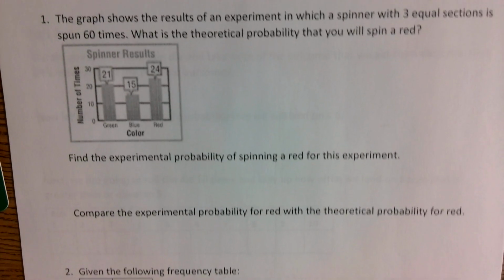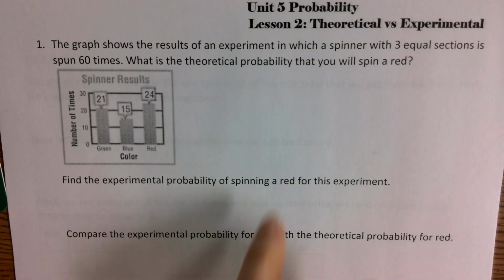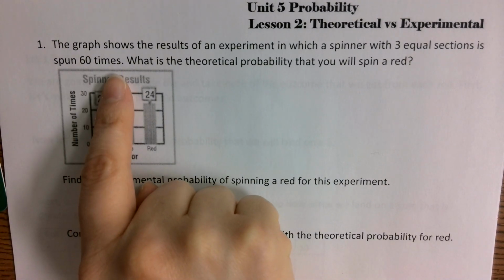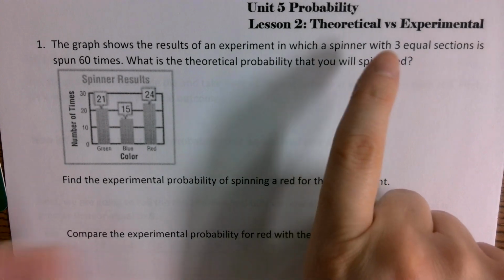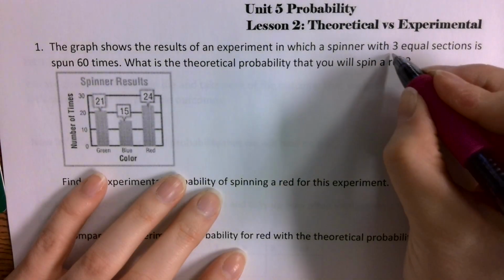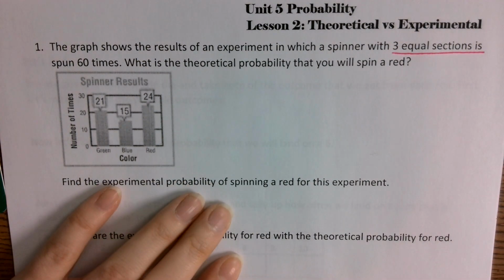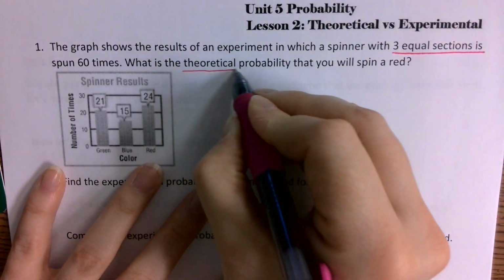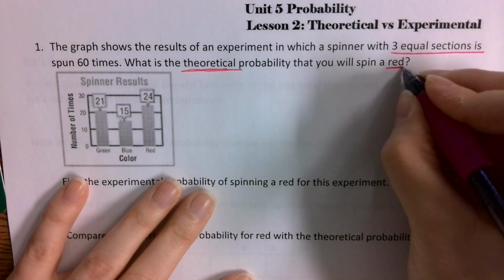All right, so for here, this graph shows the results of an experiment in which a spinner with 3 equal sections is spun 60 times. We want the theoretical probability that we're going to land on red. For the theoretical probability, what we're focusing on is the fact that we've got 3 equal sections, and we just want the theoretical probability for right now. A theoretical probability of landing on red.